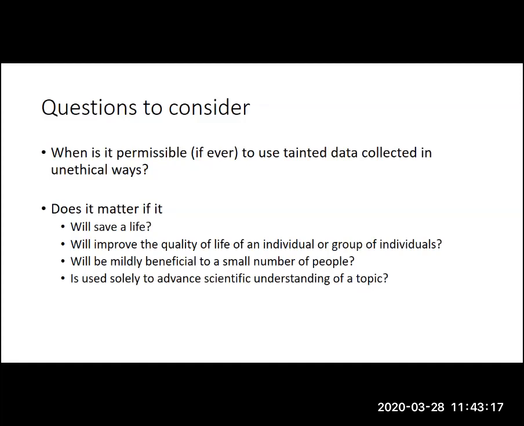And sadly, it wasn't only Nazi Germany that did these types of questionable studies on vulnerable subjects. It occurred in Japan with prisoners of war. It's occurred in the United States with individuals within the criminal justice system, individuals in impoverished communities. So there are lots of examples, sadly, of tainted data that was collected in unethical ways. And we need to determine when, if ever, it is appropriate to use this data.